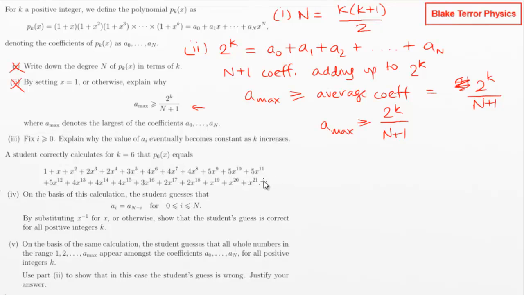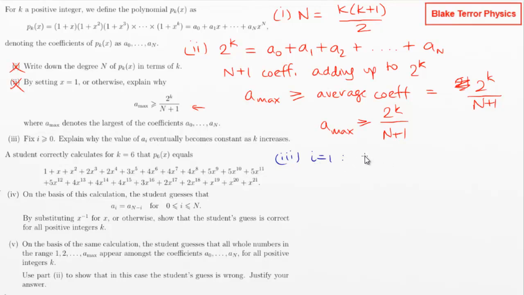Right. Fix i greater than or equal to 0. Explain why the value of a_i eventually becomes constant as k increases. Okay, fix i greater than or equal to 0. So one of these coefficients eventually, right, let's look at an example, because I can't visualize this at the moment. So say, well, let's take i is equal to 1. That's not 0, seems a bit dull.